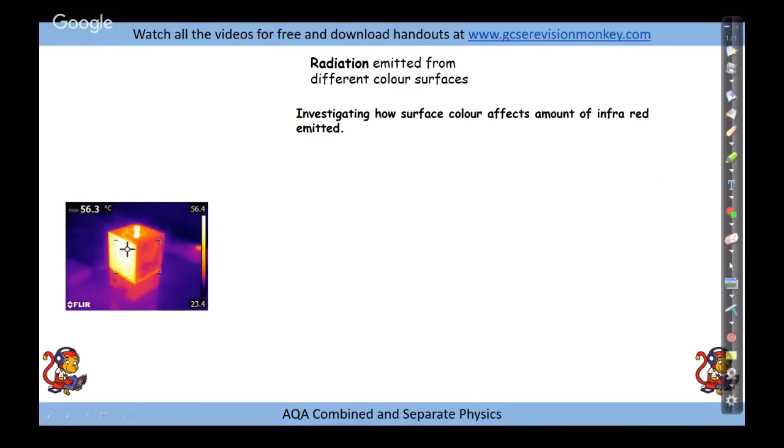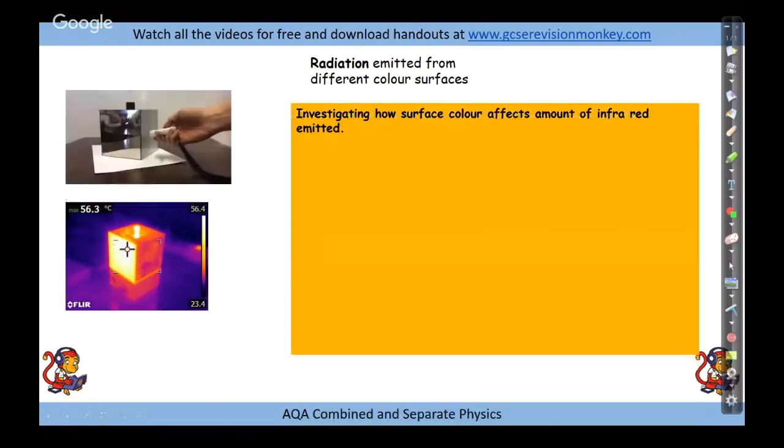Okay, next required practical, radiation from different coloured surfaces. We're going to investigate how the surface colour affects the amount of infrared radiation emitted. So here's a picture of a Leslie cube. Here it is with an infrared image. And you can see in this infrared image that there's definitely a difference in the heat being given out. I'd probably say that hotter is whiter. So that side there would probably be black, and this side here would probably be white. They're not the same picture, not the same Leslie cube as up there.